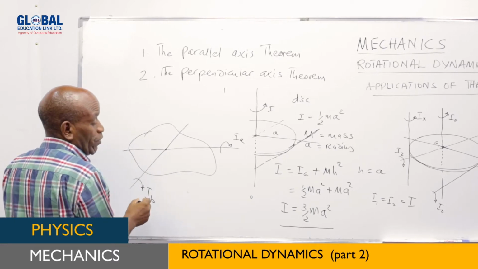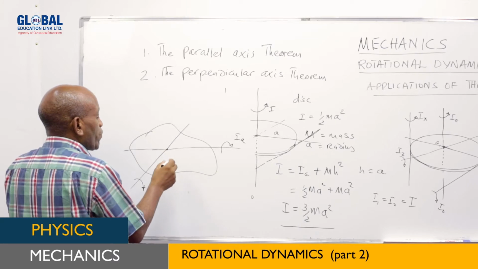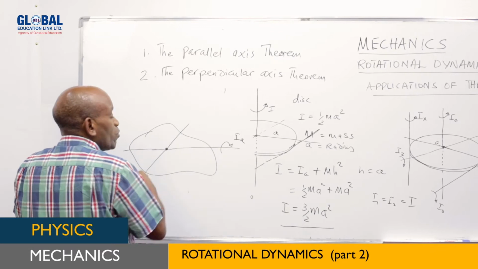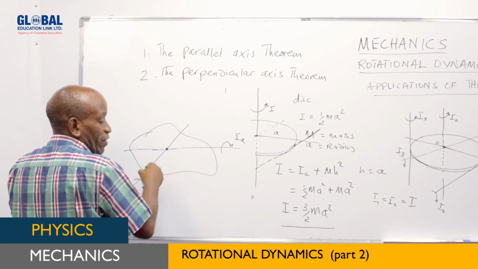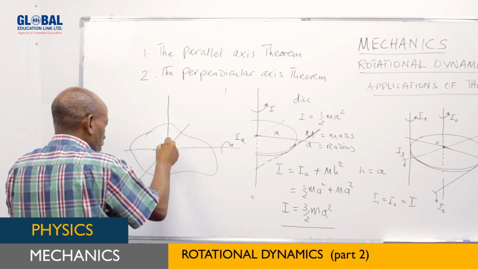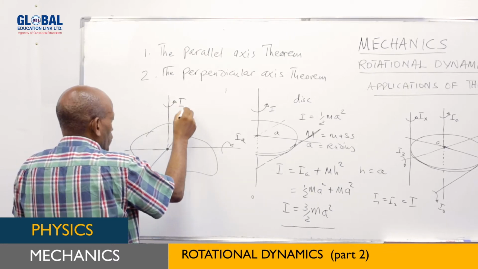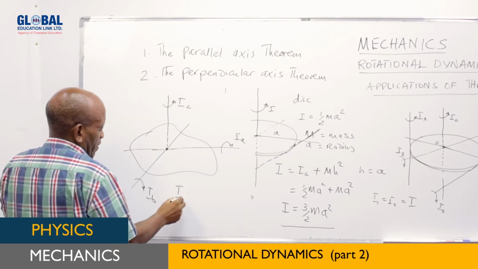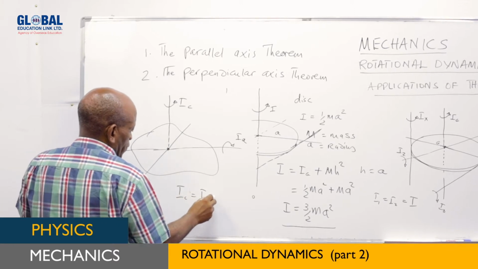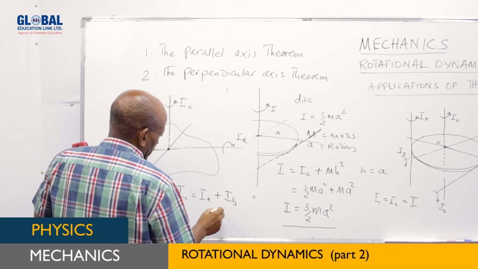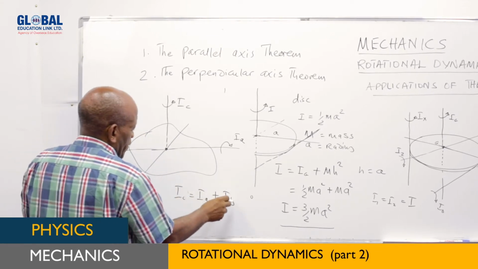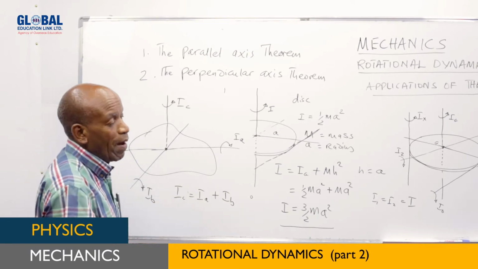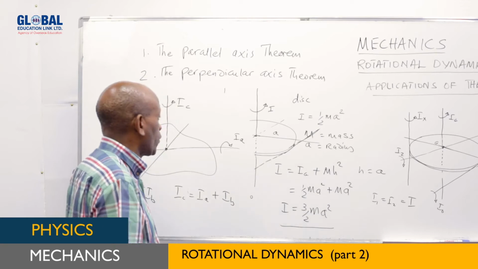If the two axes are perpendicular to each other, then the moment of inertia about an axis which crosses through the same point but perpendicular to the other two, for example this particular axis, which I call IC, when the body is rotated about IC, will just be equal to the moment of inertia of the first axis plus the moment of inertia of the second axis, as long as the first, the second and even the third axes are all perpendicular to each other.